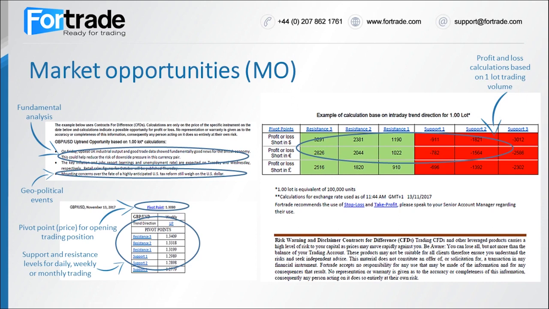And further down you have calculations if you close the position using take profit. You can expect these kinds of profits. If the price is going against you, then you can potentially have a loss of this amount. At support 1, 2 and 3, that's in red. The pivot point then is the starting price based on which resistance and support levels are calculated. These support and resistance levels here are for daily, weekly or monthly terms. Finally, profit and loss calculations are based on a one-lot trading volume.